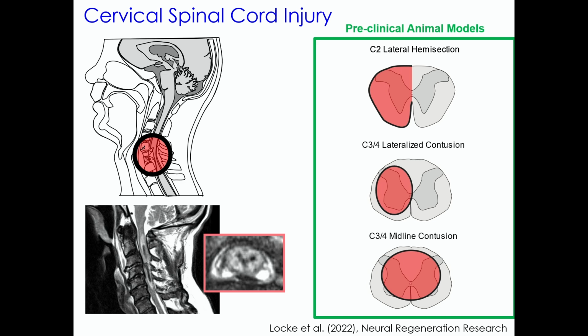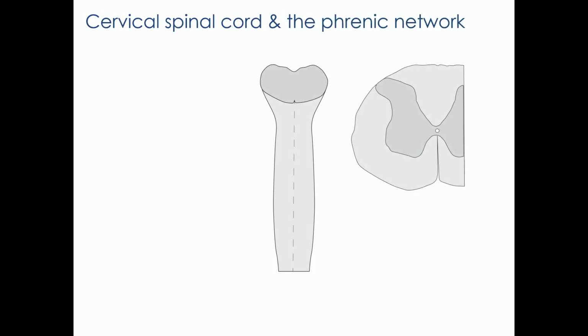So we typically model a partial laceration, like with the hemisection as shown here at the top, or we have types of contusive or compressive type injuries. These examples I'm showing you of the lateral hemisection at a high cervical level or mid-cervical contusion injuries are the types of models that my research team uses and many others do to study how these injuries affect respiration, these respiratory networks. And with that, I'm going to introduce to you what the phrenic motor network actually looks like.